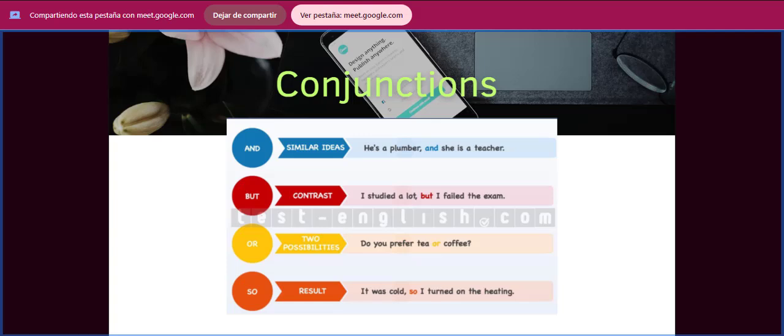And then in the case of so, we use it to express result or consequence of something. So it was cold, so I turned on the heating. It was cold, then the result is that what I did was to turn on the heating.